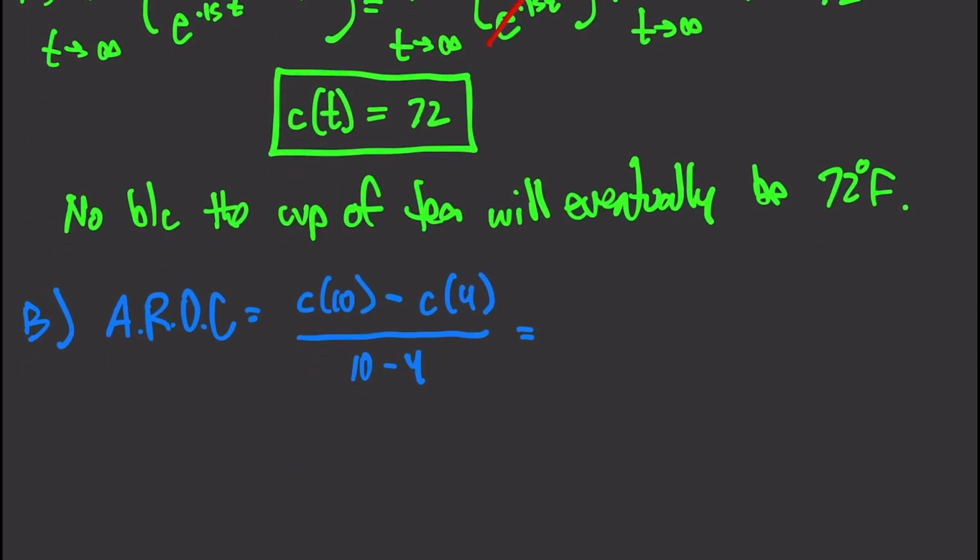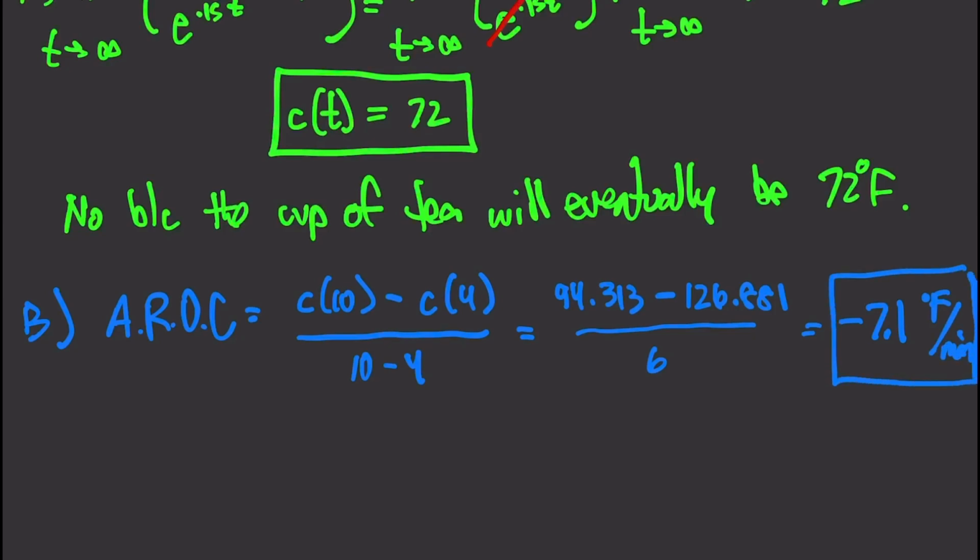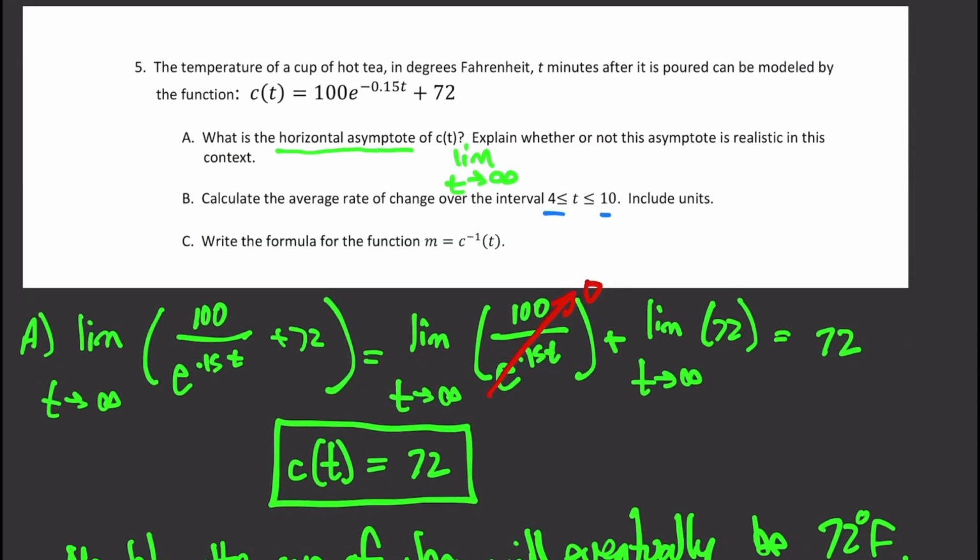So c of 10, I got 94.313. C of 4, I got 126.881, which makes sense, right? Because the longer the cup of coffee is sitting, the cooler it should be. So this number should be smaller. And divide that by 6. And I got negative 7.1 degrees Fahrenheit per minute. And we have to be careful here because notice they want us to include units. They want us to be specific.